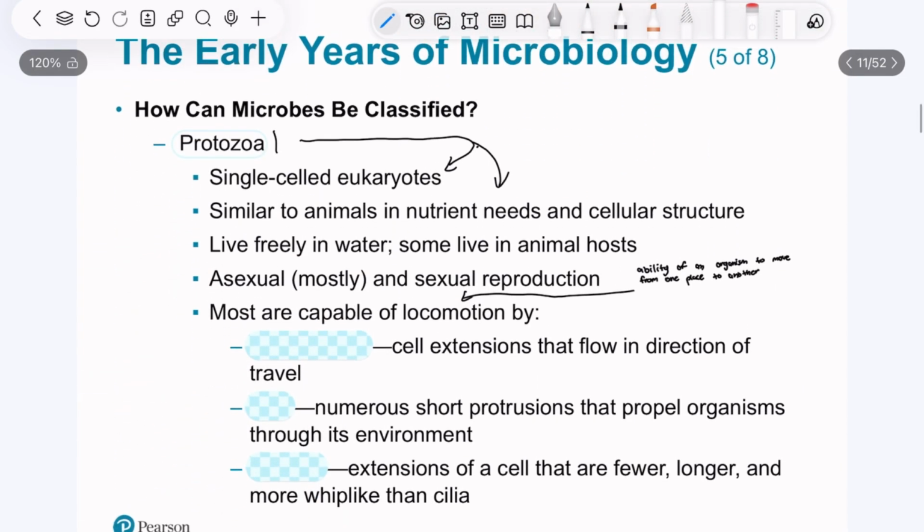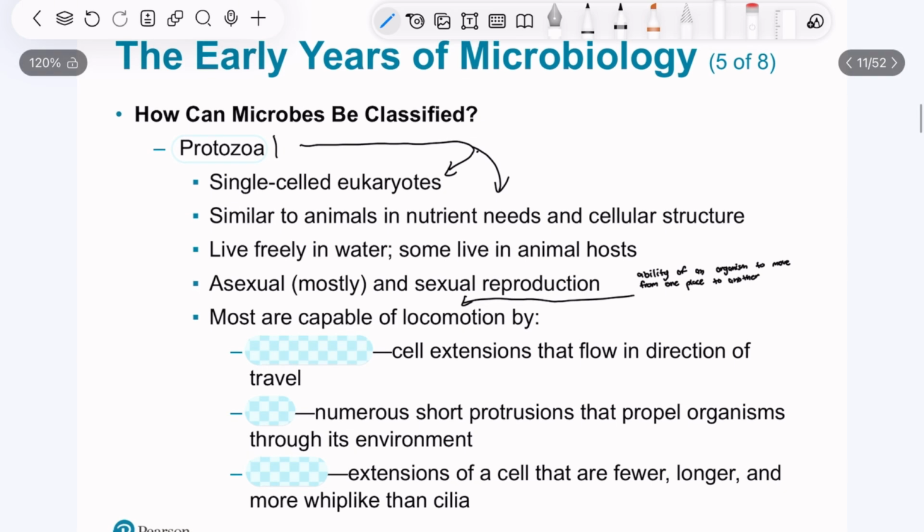So protozoa. Protozoa are single-celled eukaryotes. They are similar to animals in nutrient needs and cellular structure. Some live freely in water, and some live in animal hosts. They mostly reproduce asexually, but some also reproduce sexually. Most are capable of locomotion, which means that they have the ability to move from one place to another.